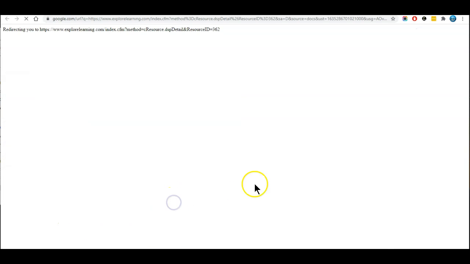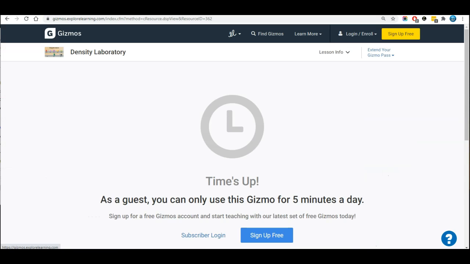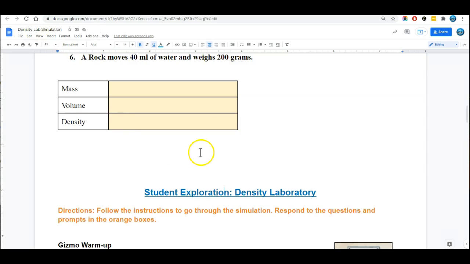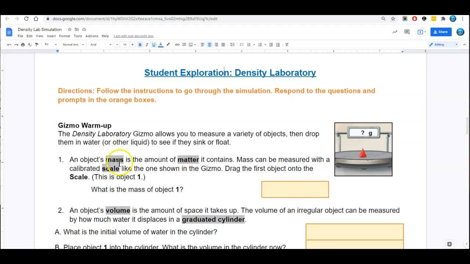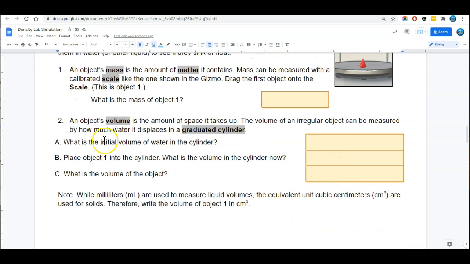This link takes you to the simulation that you need. This one is pretty straightforward. I got to relog in here. Hold on. There we go. Anything in yellow you answer. Here's some basic questions right here. I think this is the one that people had trouble with.